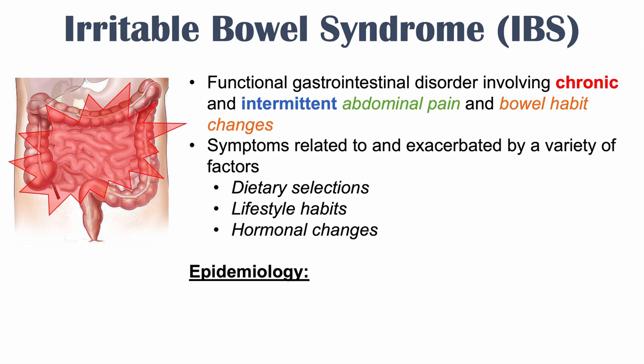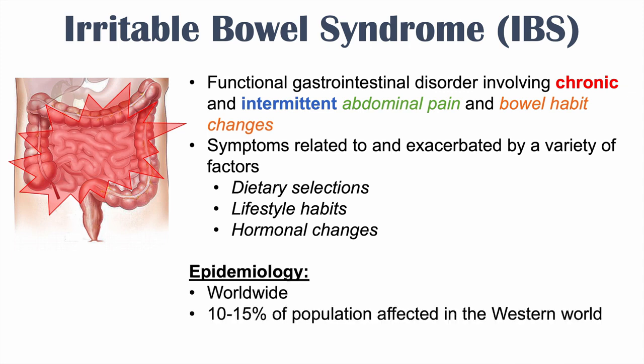What is the epidemiology of IBS? It is a worldwide phenomenon, and it is relatively common. It's estimated that 10 to 15% of the population of the Western world is affected with IBS, and it's likely that it is underreported or underdiagnosed. So a larger percentage of the population likely has IBS, and the onset of this condition usually occurs in young adulthood. Now let's talk about the signs and symptoms of IBS.